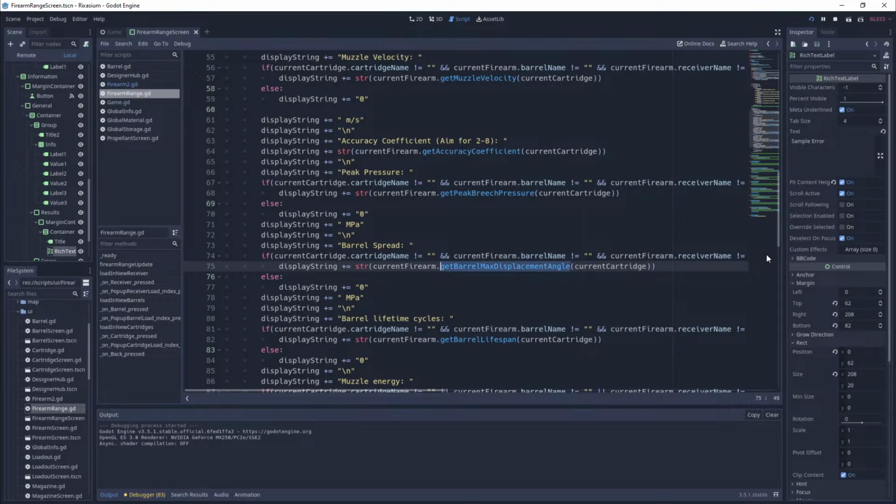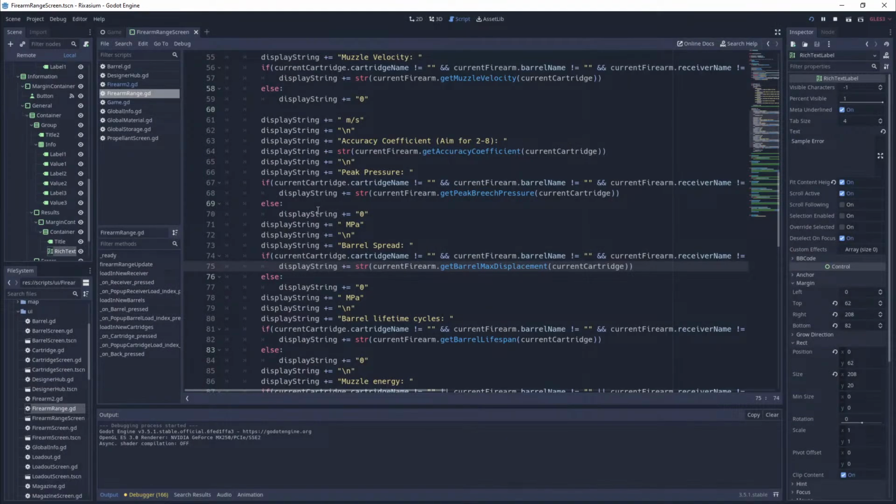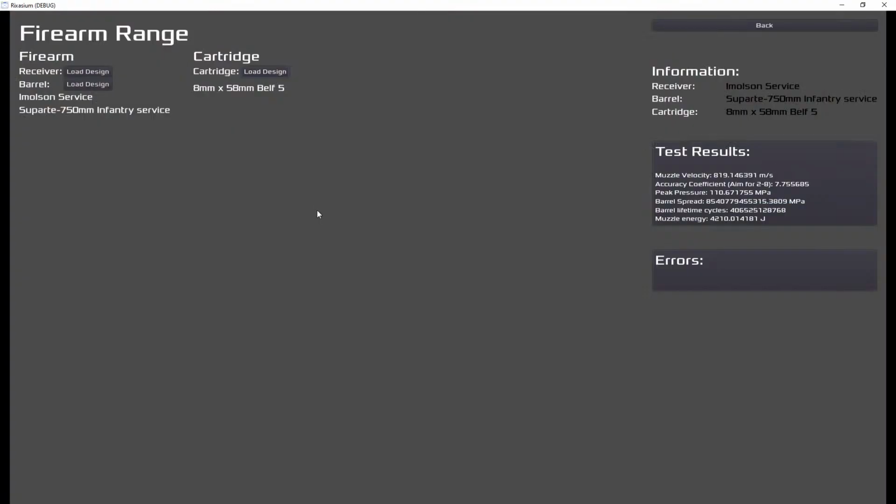So this isn't working. Yeah, barrel max displacement. So let's try this out. And let's see how that handles itself. Huh? Okay, so there seems to be an issue with this calculation here. That's something that we're gonna have to fix. How did it get that number, though? That seems like an integer overflow more than anything.